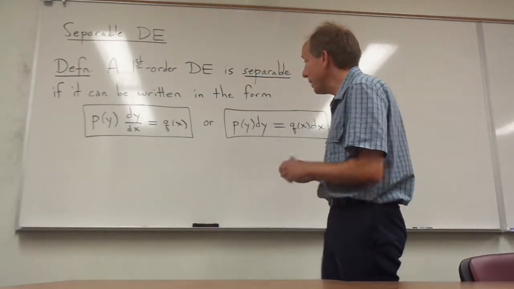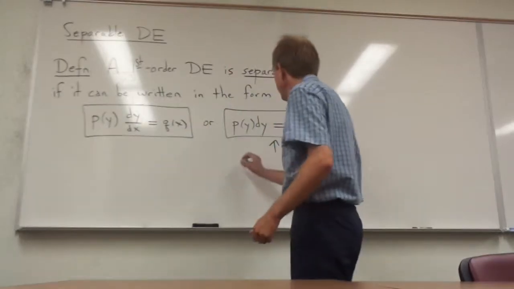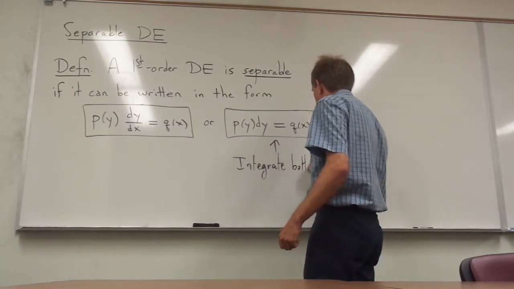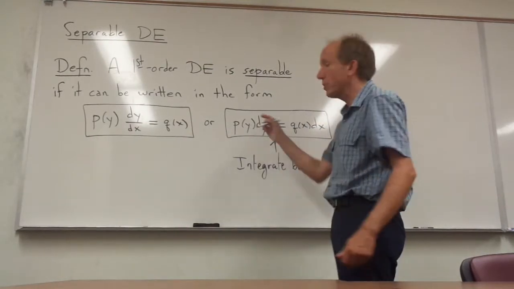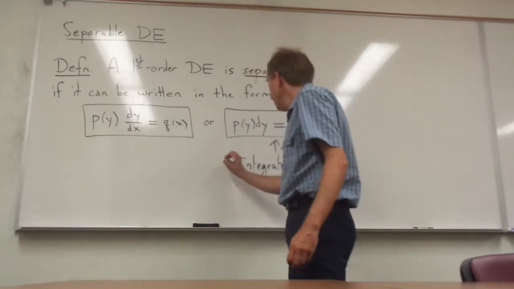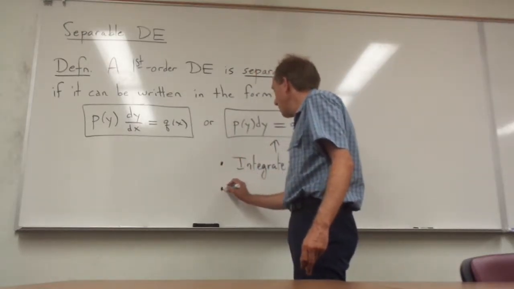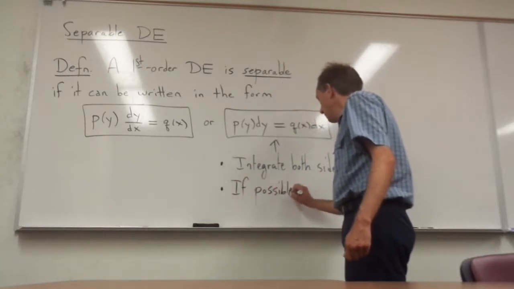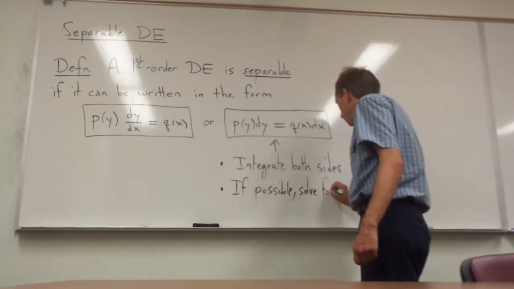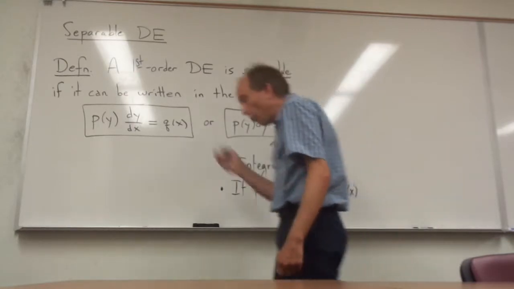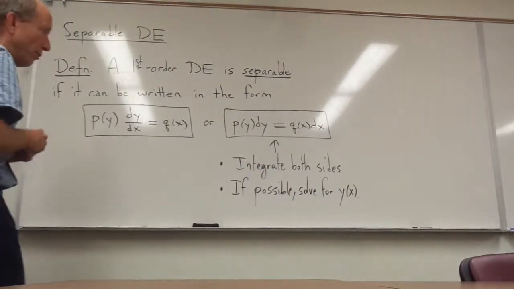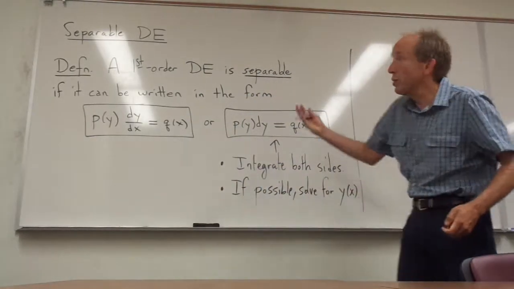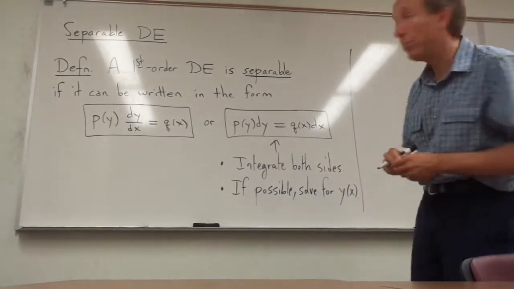But once you get it separated, all you have to do here to solve it is integrate both sides. And then, if possible, you can even solve explicitly for y. So I'll just add that. That's sometimes not possible, but if possible, you can try to explicitly solve for the unknown function, which is, of course, the goal of differential equations, solving for the unknown function y of x. Okay? So with that little background, that's really all there is to the theory of this. We can just maybe do a couple of examples.